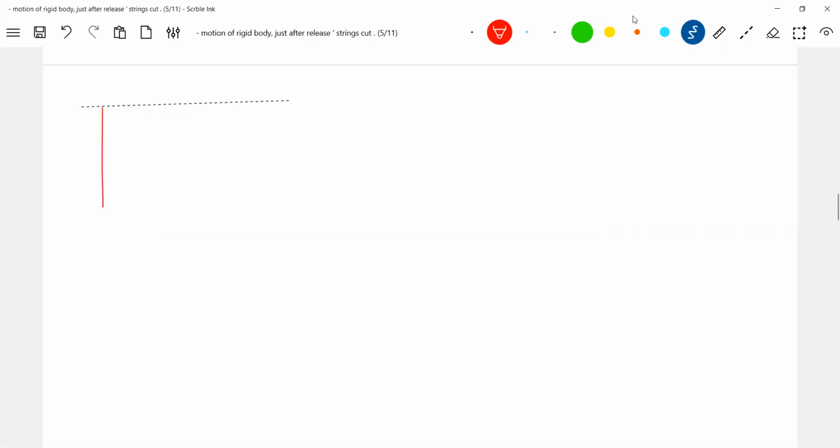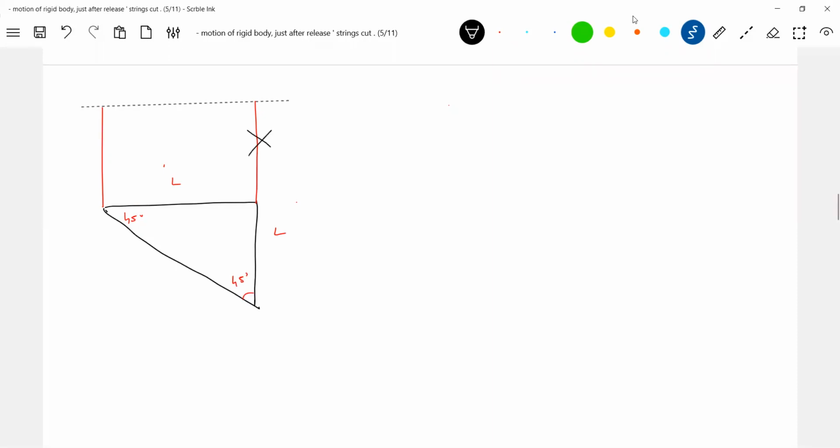This is a string. And you know the moment of inertia of the triangular plate, so there won't be any difficulty for you. So this is length L. I'm going to cut this string. That string I'll show like this. So what will be the tension in the left string just after the right string is cut? Let the mass of the plate be M.